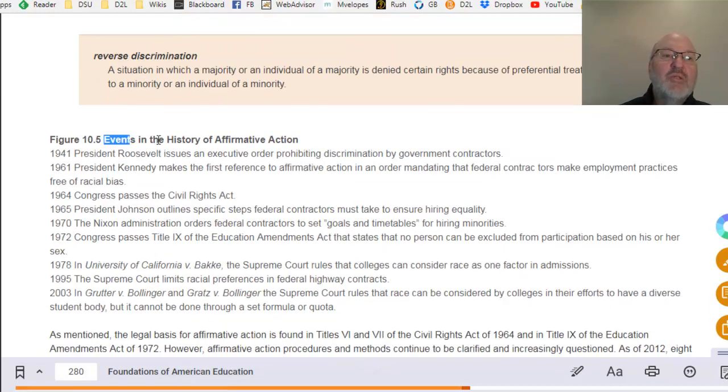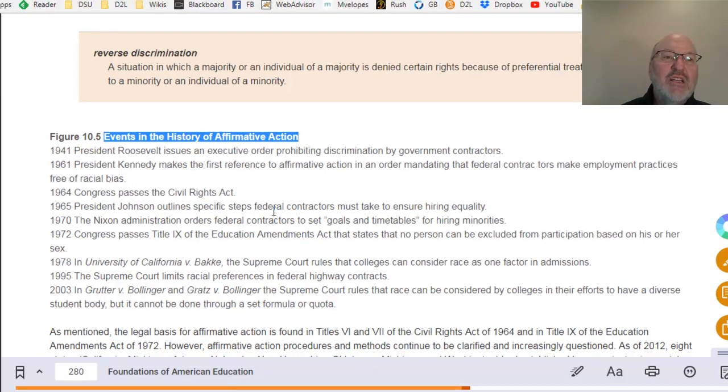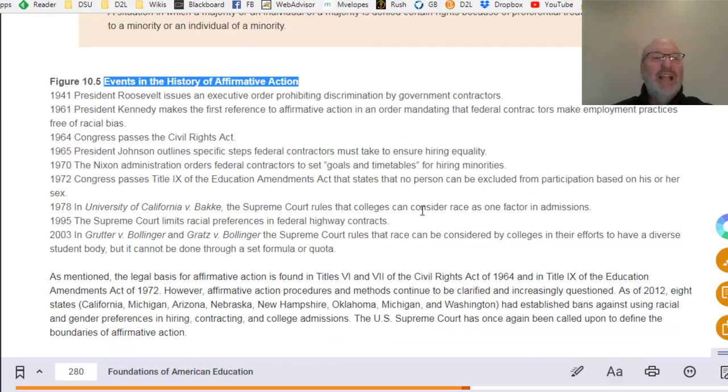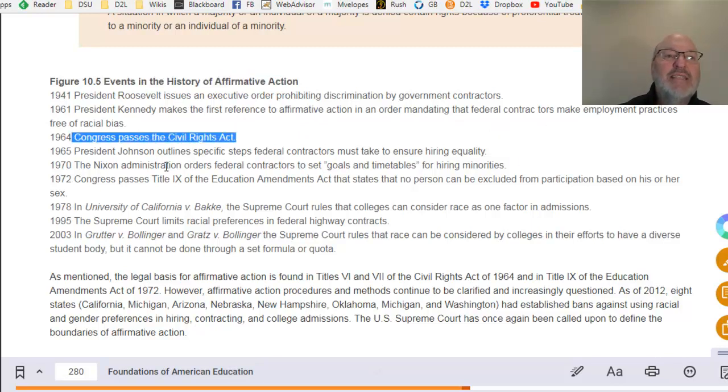So here's the history of affirmative action, and it created a lot of problems also, but you're never allowed to say that. But it was Roosevelt did it first, exec for prohibiting discrimination on government contractors. And so what happened was, we no longer looked at other criteria, strictly at race. Kennedy makes the first reference to affirmative action in order to mandating the federal contractors. Here, Congress passed the Civil Rights Act. Johnson outlined specific steps for federal contractors.